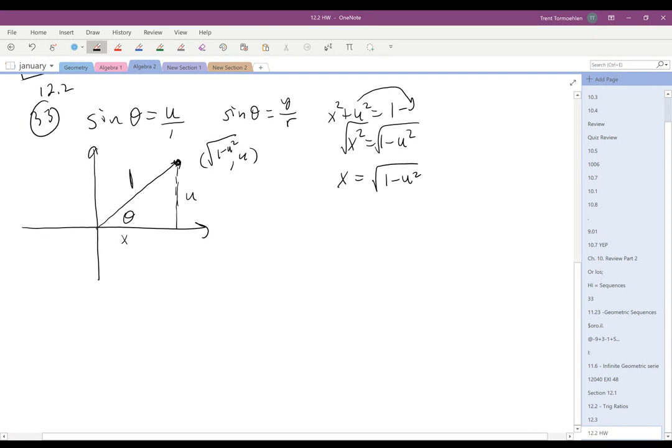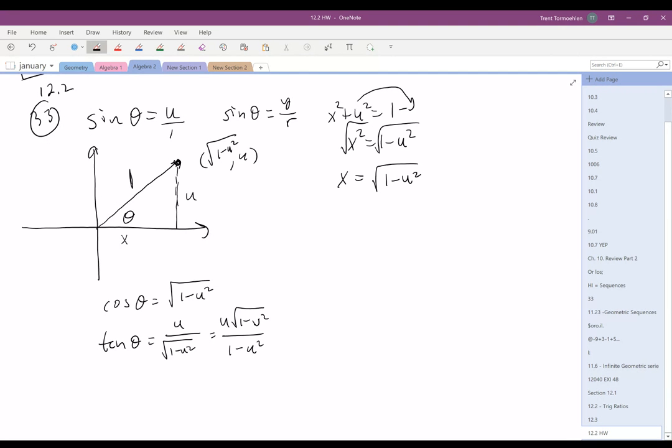So now we go through and find the rest of them. Cosine theta, remember that is x over r, and so it's just going to be the square root of 1 minus u squared. Tangent of theta is going to be y over x, and so it's either going to be u over this, or if you rationalize it, then that's going to be the same as u times the square root of 1 minus u squared over 1 minus u squared.